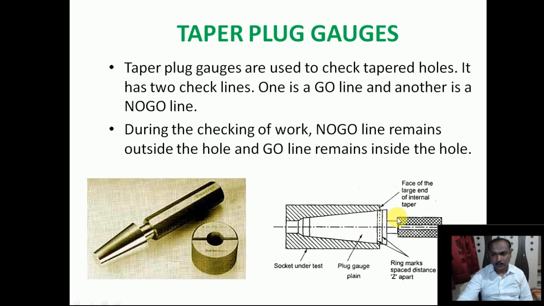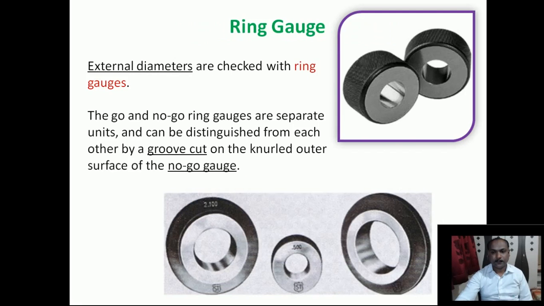Or if the go side is outside, then also we are going to reject it. And if you want to check the shaft dimensions, then we are using ring gauges. So separate ring gauges are required: a go ring gauge and a no go ring gauge. If you put the go ring gauge on the shaft, then we'll decide whether the shaft dimensions are correct or not on the upper side, whereas the no go ring gauge will decide on the lower side of it.